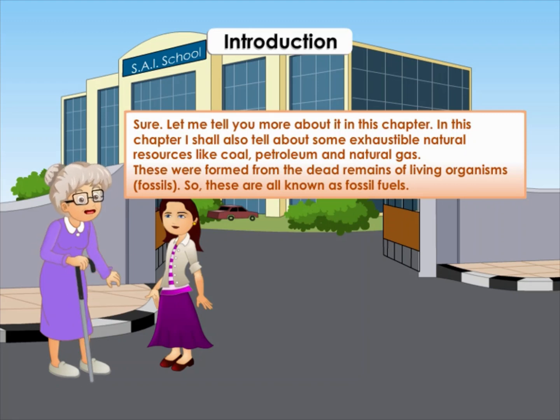In this chapter, I shall also tell you about some exhaustible natural resources like coal, petroleum, and natural gas. These were formed from the dead remains of living organisms, fossils. So these are all known as fossil fuels.